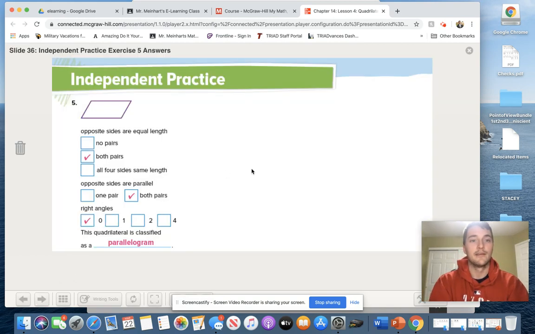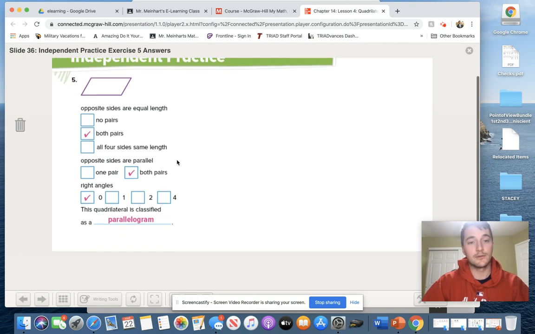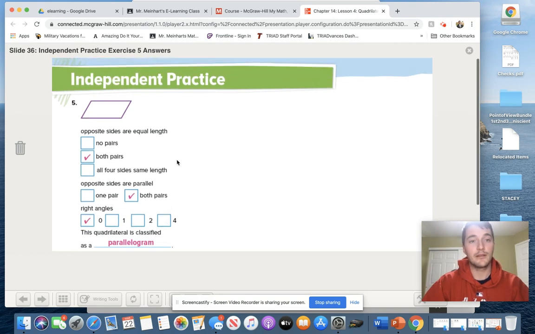All right. Opposite sides are equal length, both pairs. So this side and this side are both equal, and then top and bottom are both equal. Opposite sides are parallel, yeah, because these two will forever go on without touching, and the same with the top and the bottom. There are 0 right angles, and it is classified as a parallelogram.